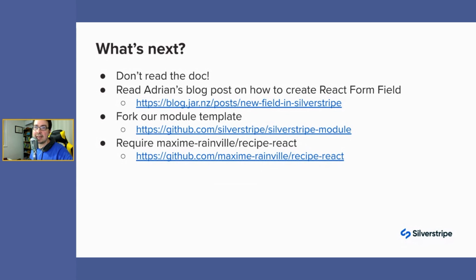Another good place to look at is the Silverstripe module template. Basically, this is a Silverstripe module template that you can fork or copy to get you started. It's got all the Webpack wizardry set up for you with minimal customization needed. So if you're trying to create a new module, that's a great place to start.